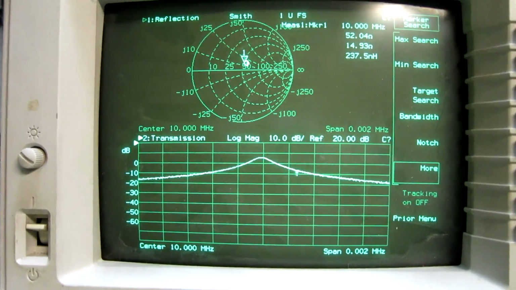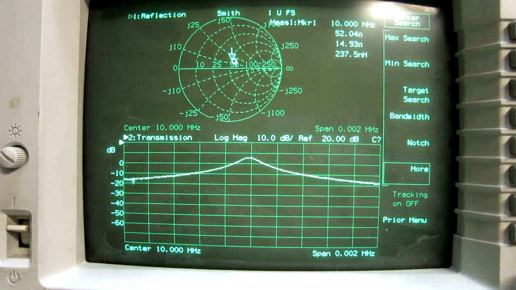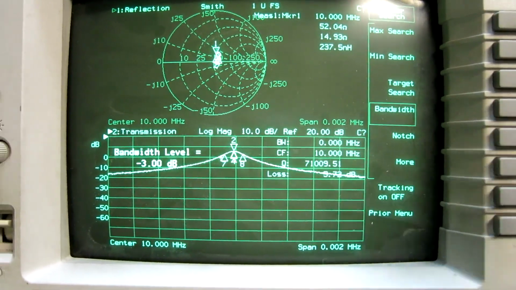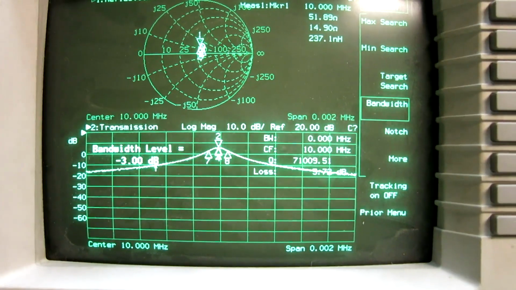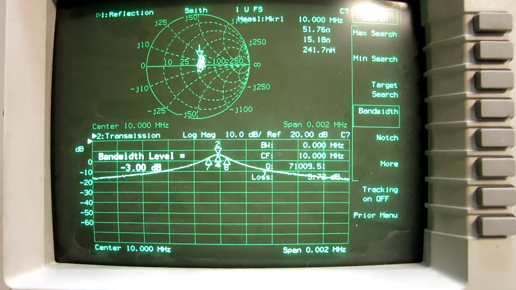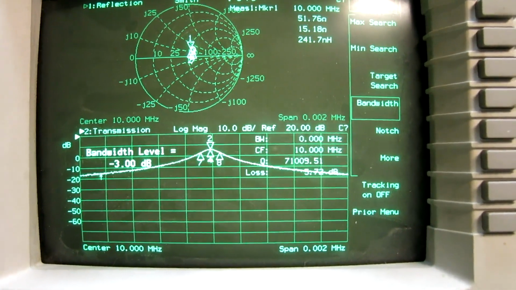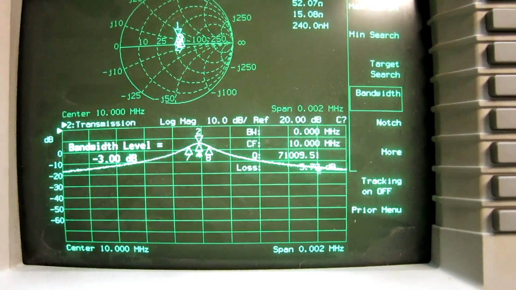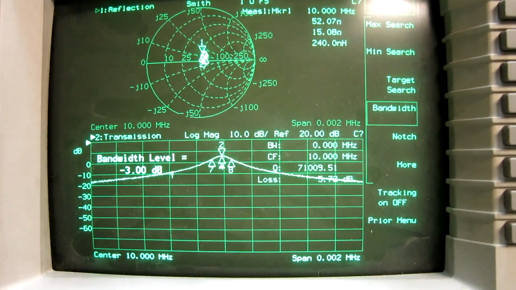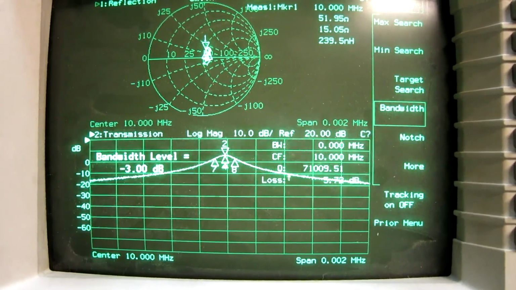The forward response is like this now, and I look for the bandwidth. The Q is 71,000, so it is a little bit lower. Gain is also lower. It looks like much lower, but that's because of the 30 ohm resistor. I have to have a matched output.